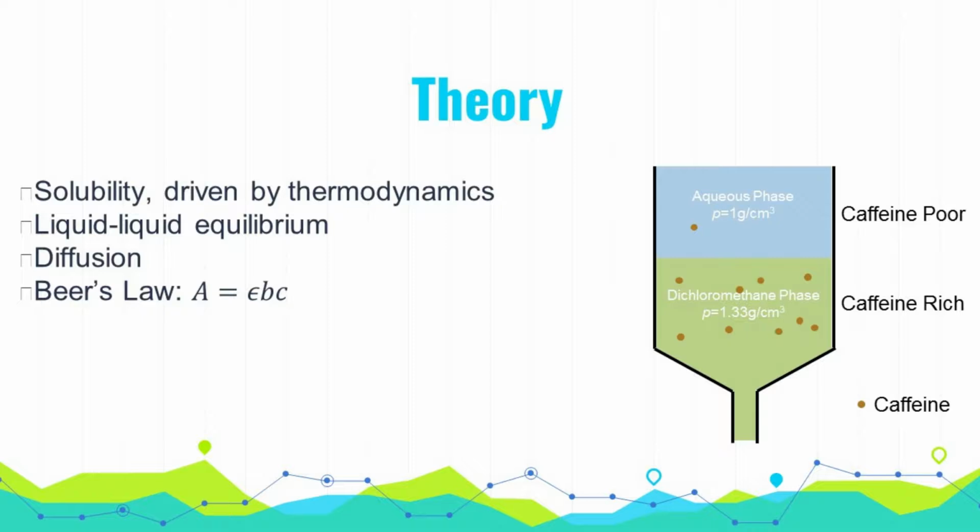In terms of figuring out the concentration of caffeine, the main equation involved is Beer's law, where A is the absorbance, epsilon is the molar absorptivity coefficient, b is the path length, and c is the concentration. Using Beer's law and a simple calibration curve, we are able to calculate the amount of caffeine in this caffeine-rich solvent.